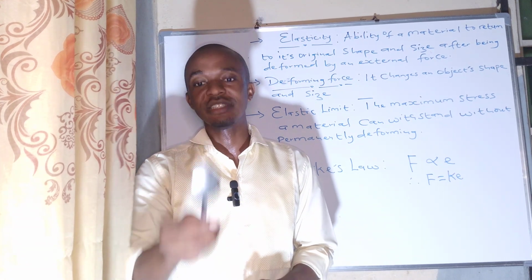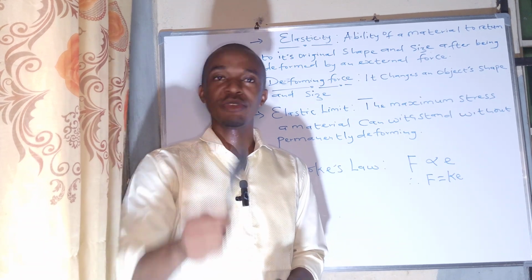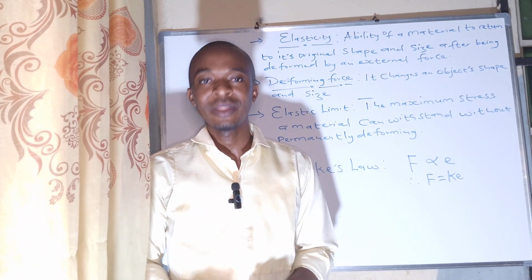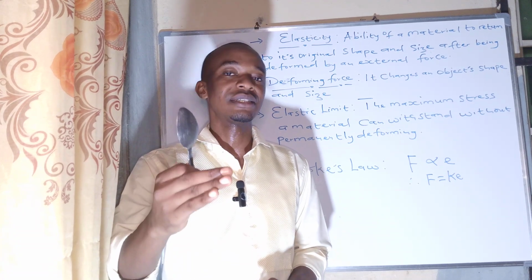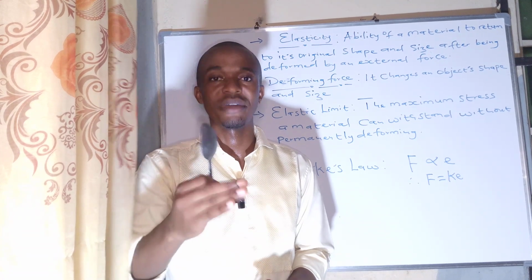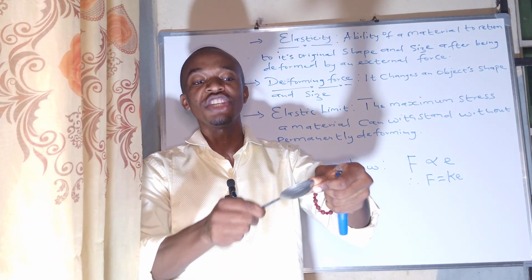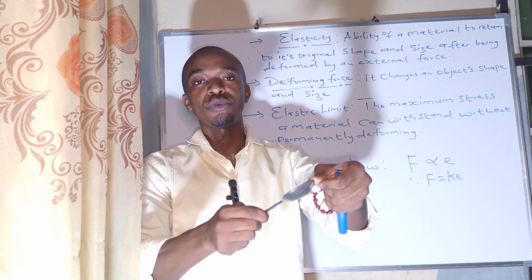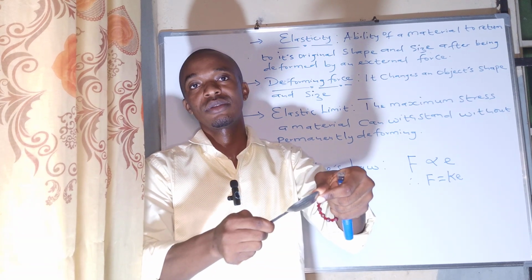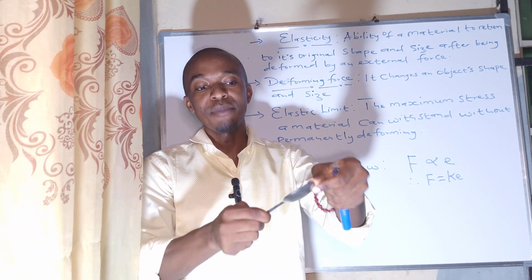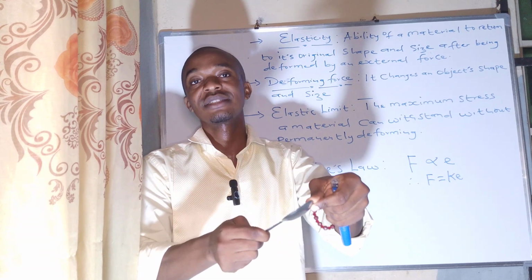Somebody will ask me, is this spoon elastic? This steel spoon. I will give you another definition of elasticity. Elasticity is the tendency of a body to resist deformation by an applied force. See, if I want to deform, meaning I want to change the shape of this spoon, it will be difficult. It means that this spoon is resisting deformation. So the ability of this spoon to resist deformation also makes this spoon elastic.